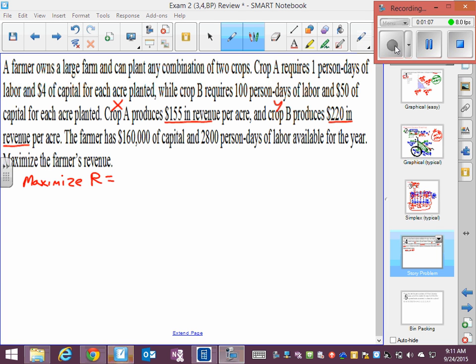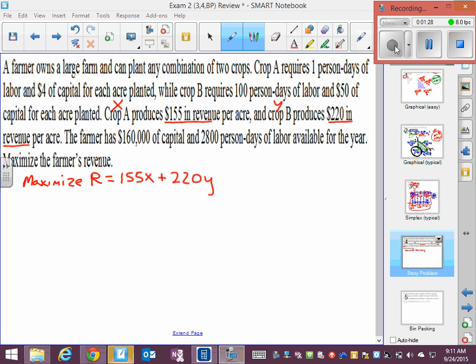And so I have a sentence, R equals 155X plus 220Y. But more than that, every time I see crop A, I'm going to write an X, and every time I see crop B, I'm going to have a Y. And so that's going to help me with my setup for the rest of the problem.